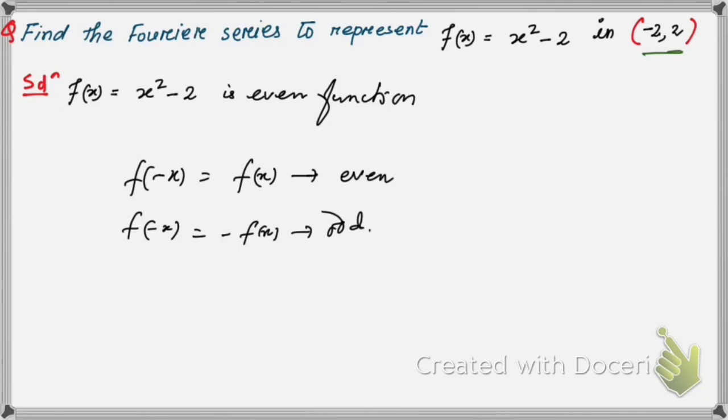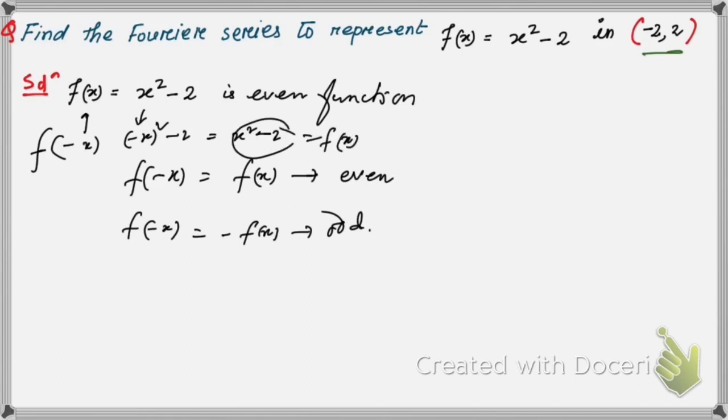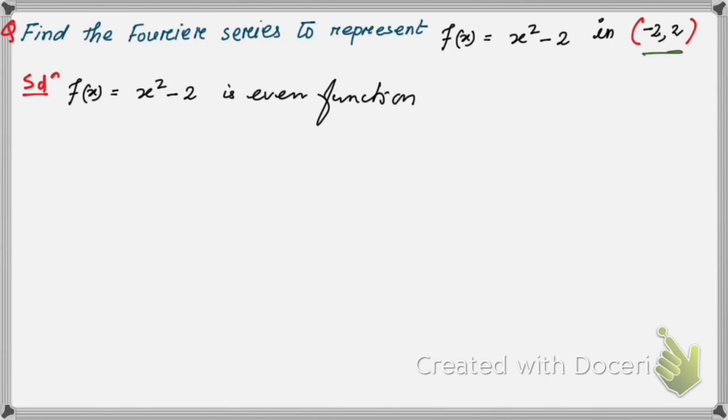So here you see, if you replace the x by minus x in f of x, then this will be minus x square minus 2, which is again going to be x square minus 2. So in this case you can see f of minus x is equal to f of x. That is why this is an even function. Hope you have understood this. So let me clear this. So it is an even function.